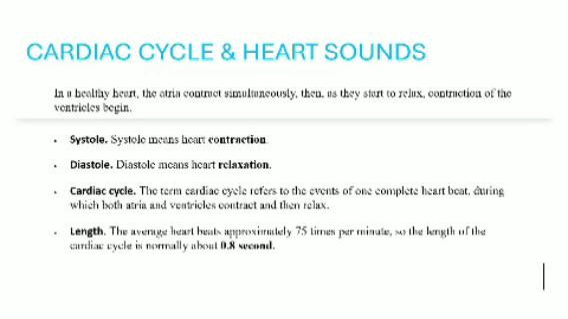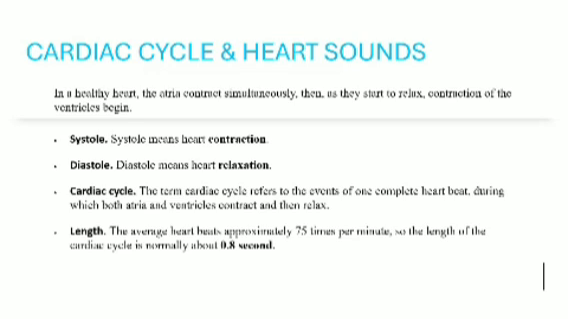Coming to the cardiac cycle, the term refers to the events of one complete heartbeat, during which both atria and ventricles contract and relax. The events that occur at the beginning of a heartbeat and last until the beginning of the next heartbeat are called the cardiac cycle. Okay, clear? The length of the cardiac cycle is 0.8 seconds.